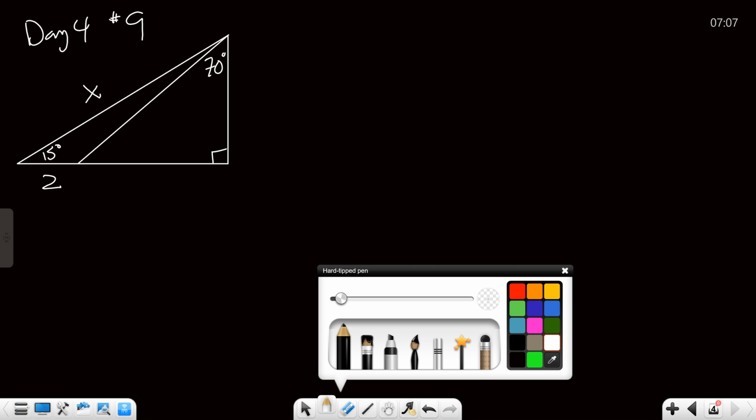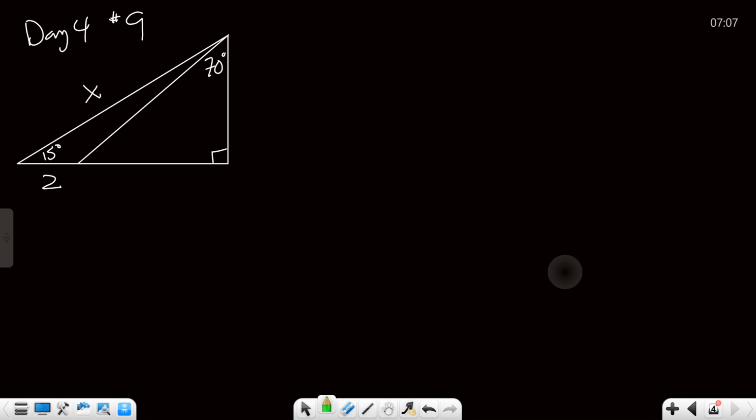For number 9 on the day 4 homework, you have to be a little sneaky. We're looking for this value x, and x is the hypotenuse of the big right triangle, but it's also one of the sides of this non-right triangle that we're going to avoid. So we've got to see if we can figure out a way to work with the big triangle and use some of our sine, cosine, and tangent to solve for this.